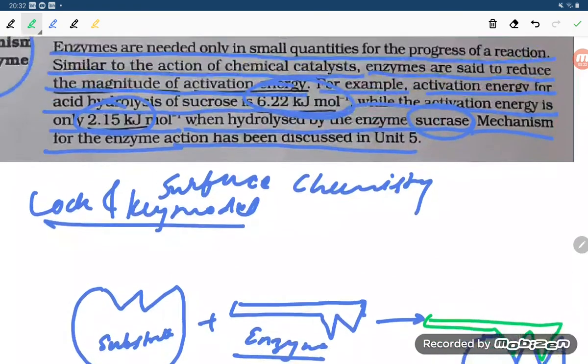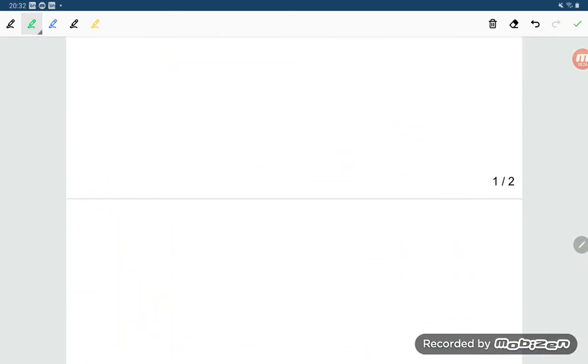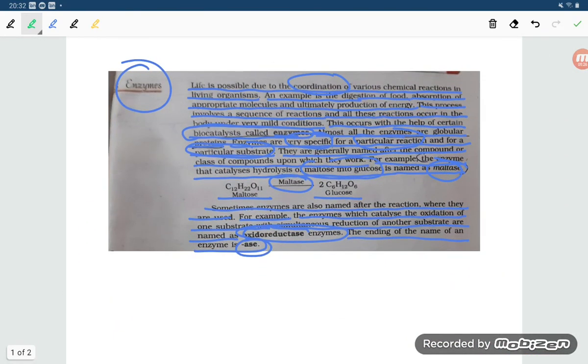So that is all about the enzyme, student, from the grade 12 biomolecule chapter.